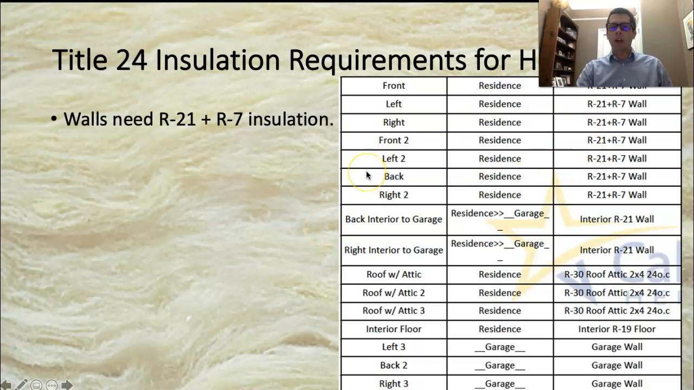So for the walls, it tells us the front, left, right, and rear of the residence and the garage need R21 plus R7 insulation, and that R7 is going to be the exterior insulation. For the floor, we need to have R19. Right here, interior floor, R19 insulation.